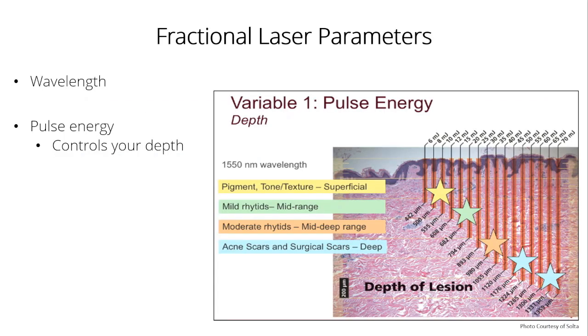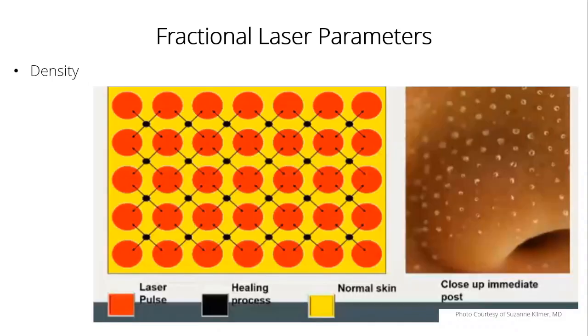So when you get into thinking about the parameters, you first have your wavelength, and then your second parameter is going to be your pulse energy. And so this is going to control the depth of what you're treating. Here you can see an example of how you're going to increase your energy, which will control that depth based on what you're trying to treat, whether it's more superficial and it's pigment, or whether it's going to be deeper and it's more like acne scars or surgical scars.